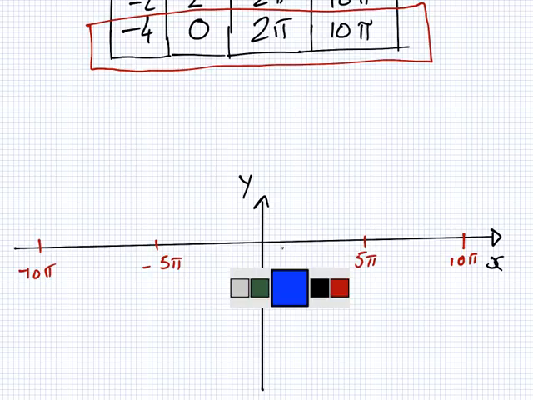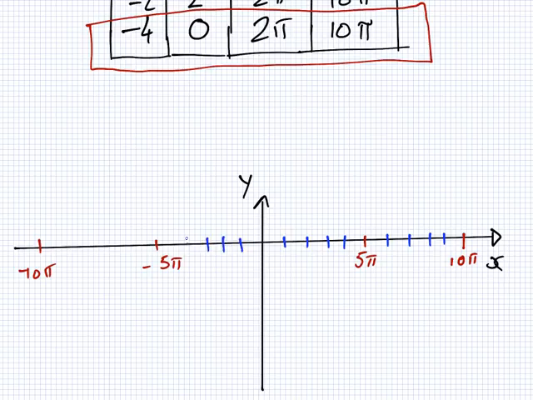Okay. So this is 1, 2, 3, 4, 5 pi, 6, 7, 8, 9, 10 pi. Minus 1, 2, 3, 4, 5, 6, 7, 8, 9, 10. And I should go to 4. 1, 2, 3, 4. So that's a minus 4 down to there. Let me just put that in there.